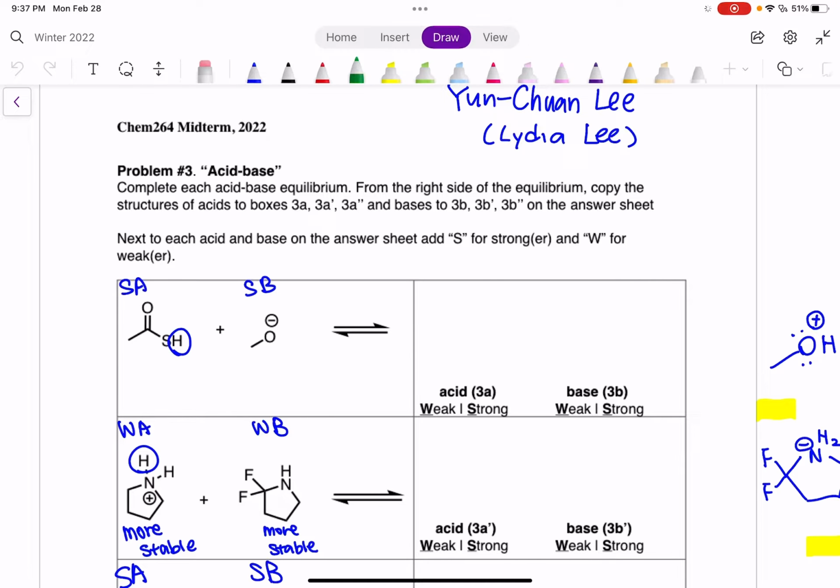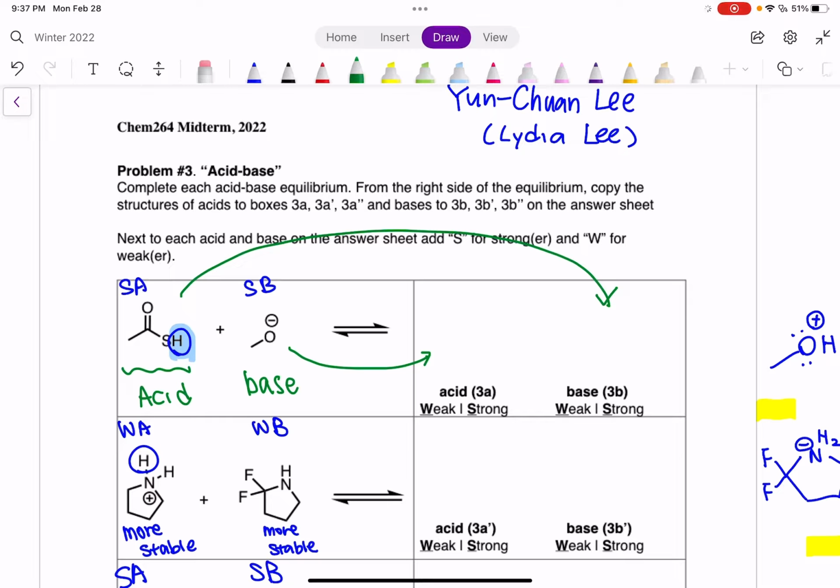For this one, you can see I circled one H right here, which means this is the acid, because it's the hydrogen donor, the proton donor, which makes it an acid. And if this is an acid, then this will be the base. And the conjugate acid will be this one, and this one would be this one.